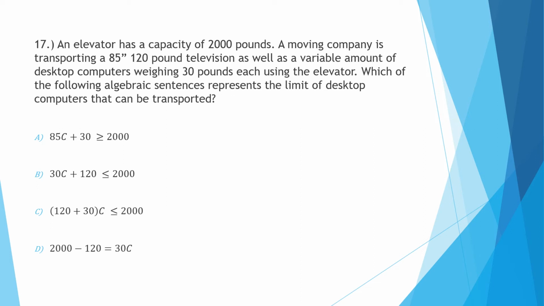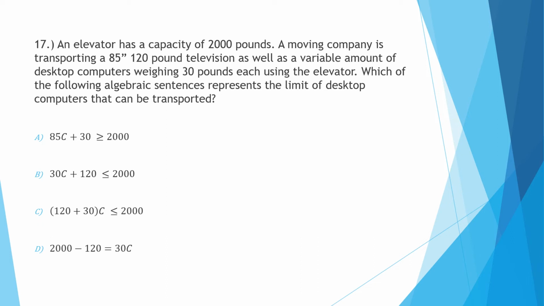Looking through this, we see that the elevator has a capacity of 2,000 pounds. That means that 0 up to and including 2,000 pounds is an acceptable amount of weight, but once we exceed 2,000 pounds, then we would be over capacity and risking danger. That must mean that the value must be less than or equal to 2,000 pounds.